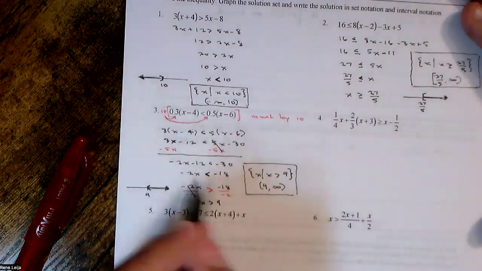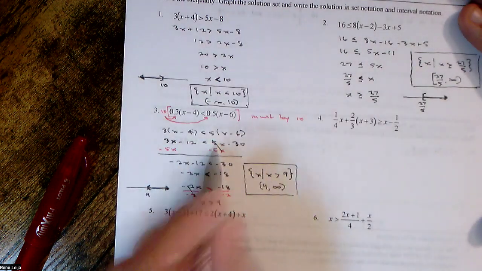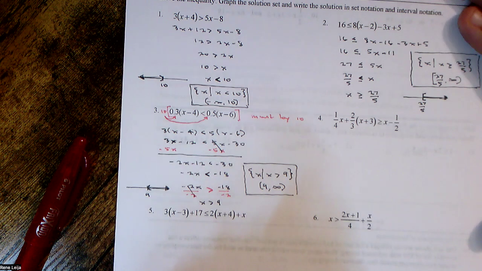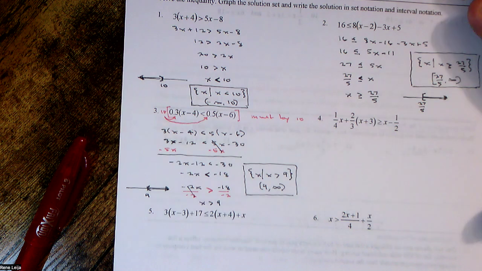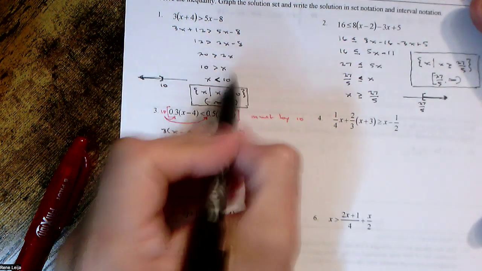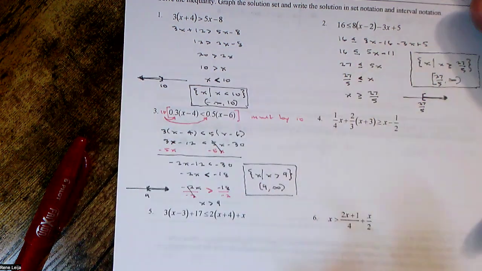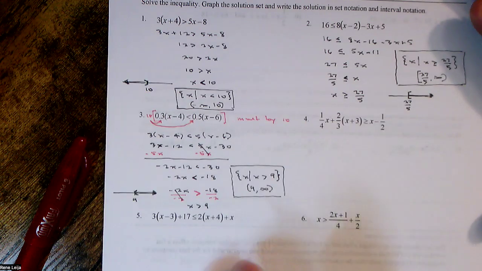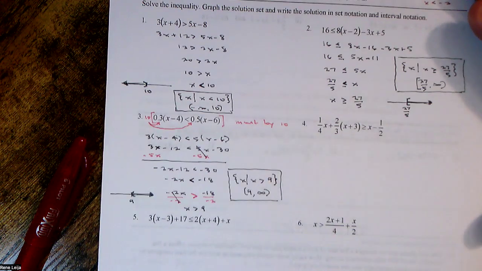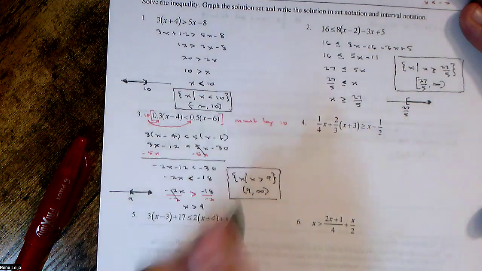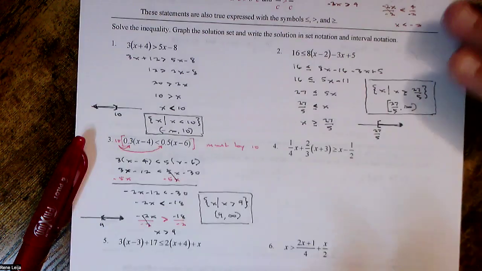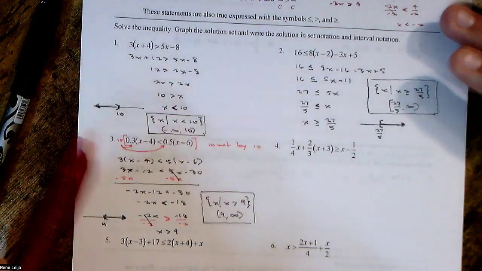Now, if you did it the other way, where you moved the 3x to the other side, then you would just have to rewrite like we did here and here. So that's totally up to you. All right. But sometimes you're going to be forced to divide by a negative. And so when you do, this step is very important. Okay.